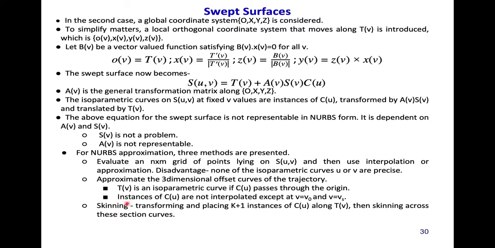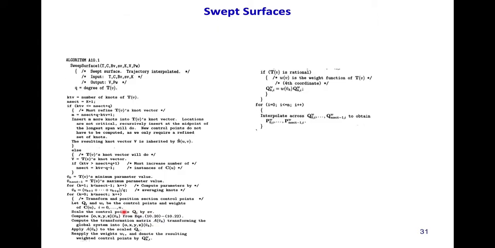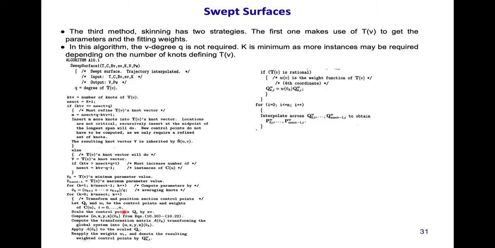So this is the most reliable one, so we are going to discuss in detail about this in the next slides. So there are two further strategies in skimming. First one is to make use of the trajectory to get the parametric values and the fitting weights. In the second strategy, we are not using T, that is the trajectory.